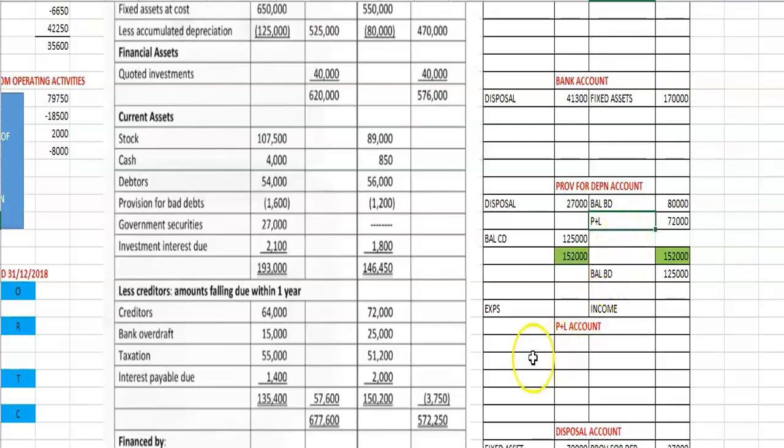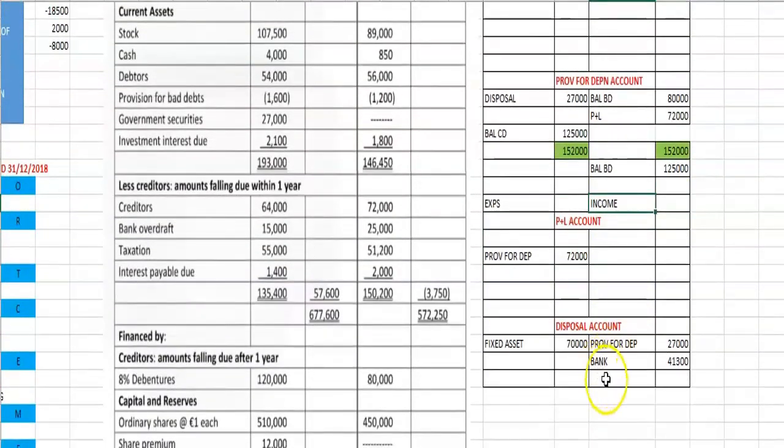So the other side of that entry will go into the P&L account on the debit side, and you see it going in like this at 72,000. Expenses appearing on the debit, income appearing on the credit. The last account we're going to have a closer look at is the disposal account.